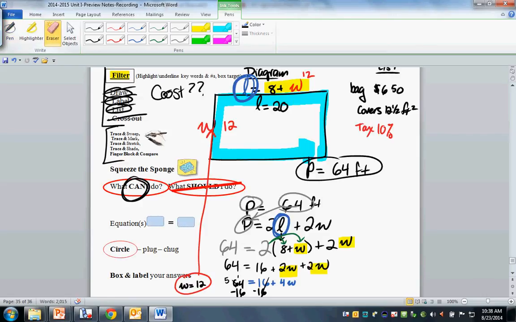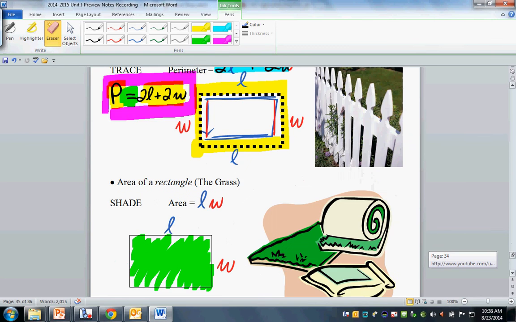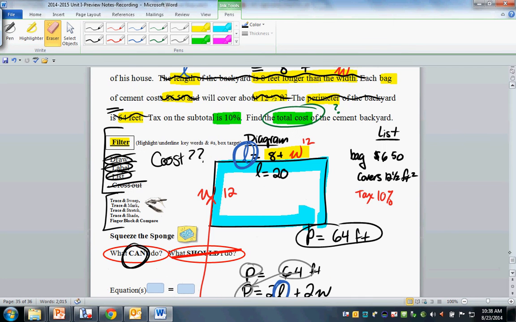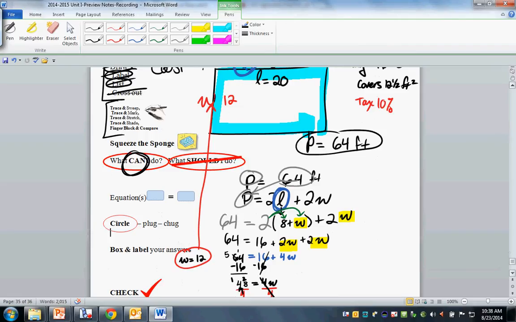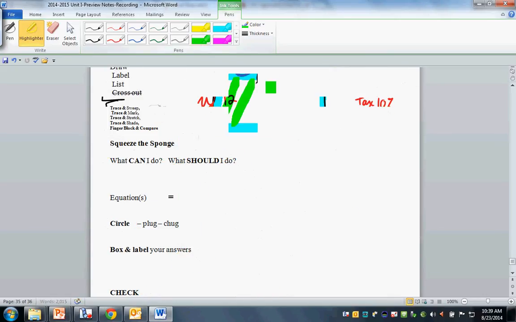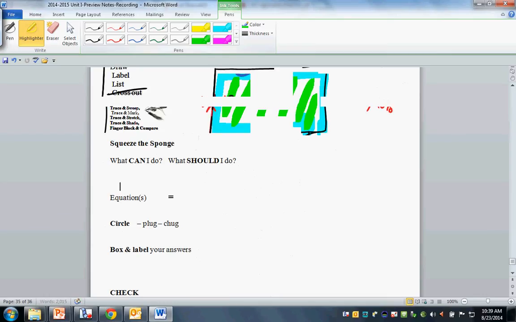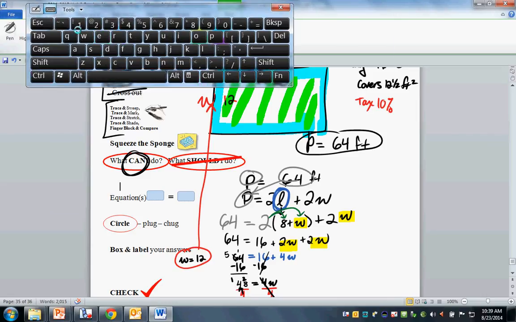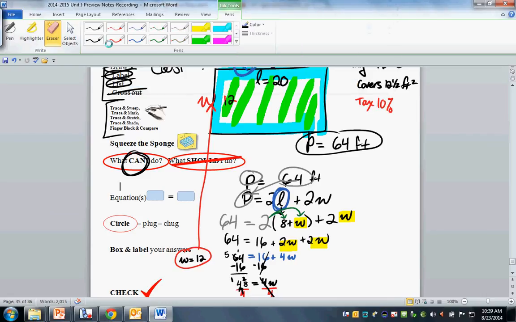Now, we have the length and the width. So ask yourself, what else could we do? If you look back here, you learned about perimeter, and we learned about area. If we wanted to find the area, area is length times width. Now, we're making cement. So ask yourself, if you're going to deal with cement, is cement a perimeter issue? Or is cement like grass? Cement's like a grass issue, so we need to find the area.